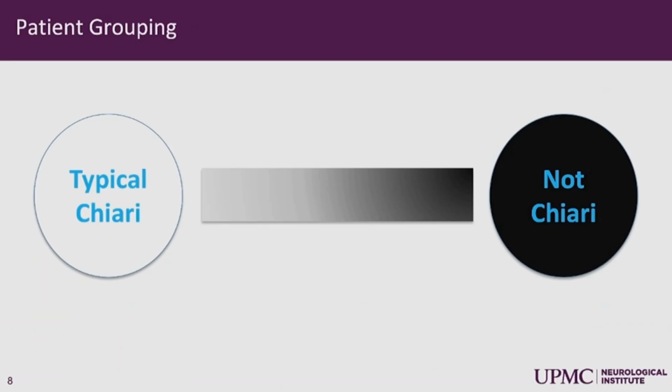Now, if you only operate on patients in the category on the left, the white, obviously those patients will do very well because those are symptomatic from Chiari. However, if you just limit yourself to that, then you're not helping a number of patients, and it really takes experience and knowledge to be able to determine if their symptoms are related to the Chiari malformation or not.